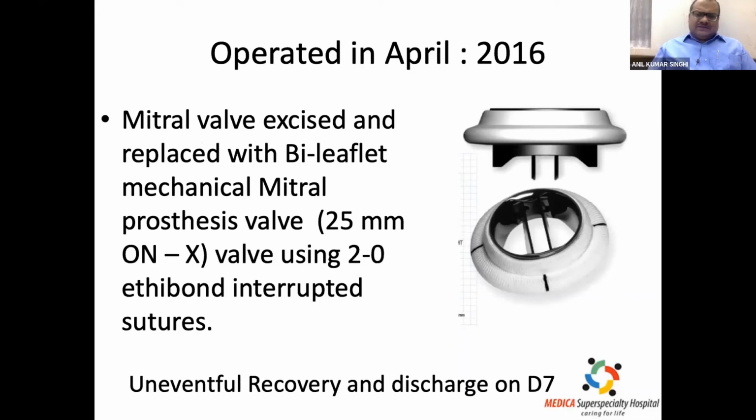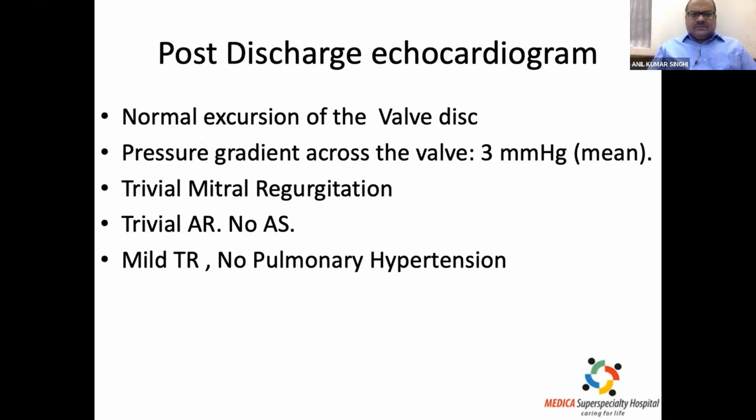The mitral valve was excised and a bileaflet mechanical mitral prosthesis was implanted with 20 Ethibond interrupted sutures. She had an uneventful recovery and was discharged on day 7. Post-discharge echocardiogram showed a normal excursion of the disc. The pressure gradient across the valve was 3 mmHg, trivial MS, and she was fine for a post-operative evaluation of a mitral valve replacement.